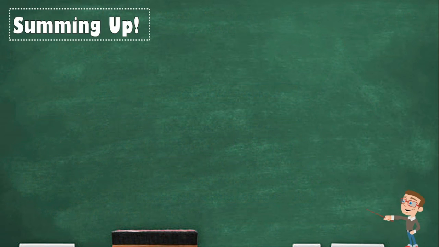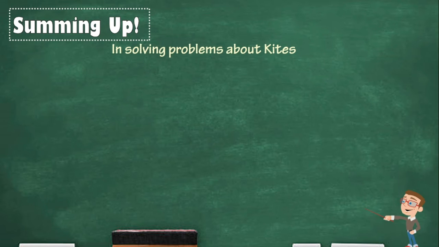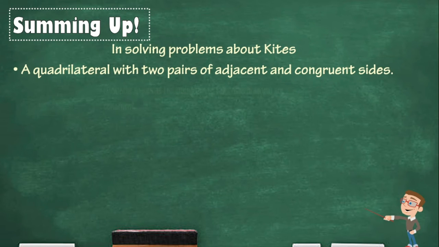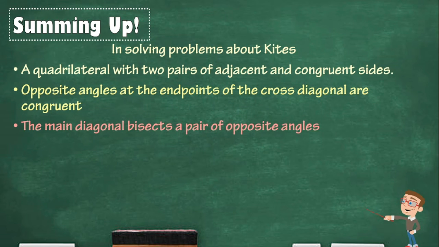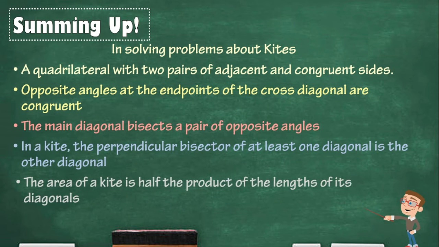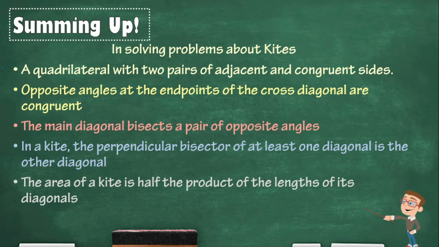Let us now have the summing up. In solving problems about kites, we have to remember the definitions and the following concepts. A kite is a quadrilateral with two pairs of adjacent and congruent sides. Opposite angles at the endpoints of the cross diagonal are congruent. The main diagonal bisects a pair of opposite angles, and the perpendicular bisector of at least one diagonal is the other diagonal. And do not forget that the area of a kite is half the product of the lengths of its diagonals.